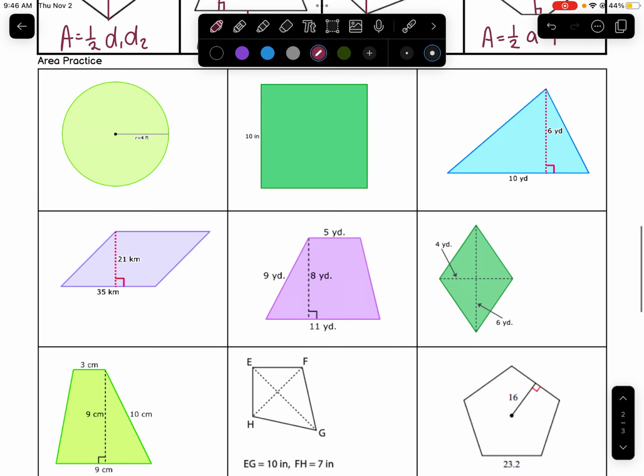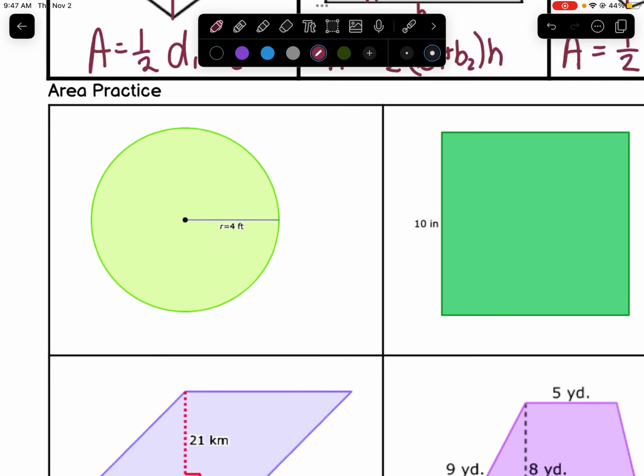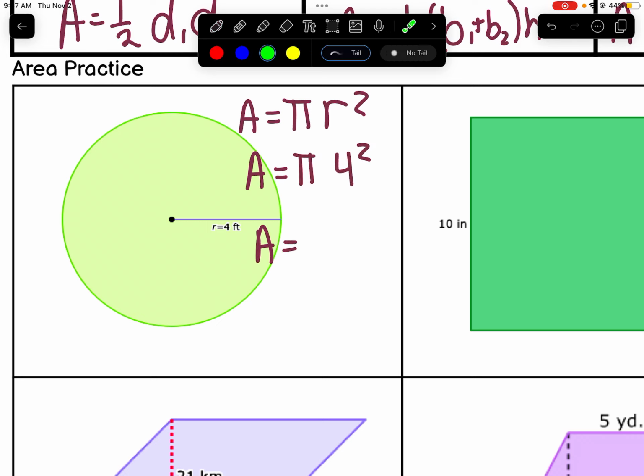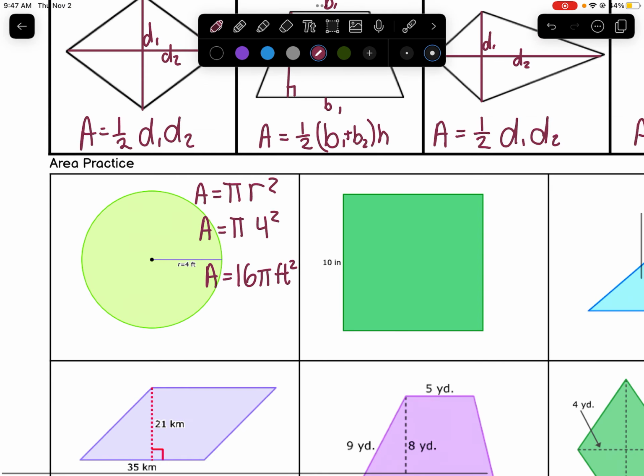So maybe I can get through these lightning fast. Let's try. Here our radius is 4 feet, and so if area of a circle is pi radius squared, then the area of the circle is pi 4 squared. We're going to leave our answer in terms of pi. 4 squared is 16, so our area is 16 pi square feet.